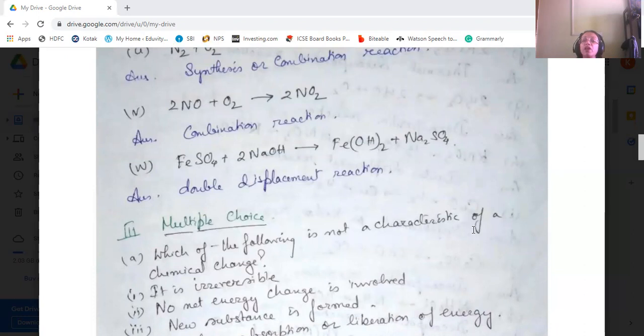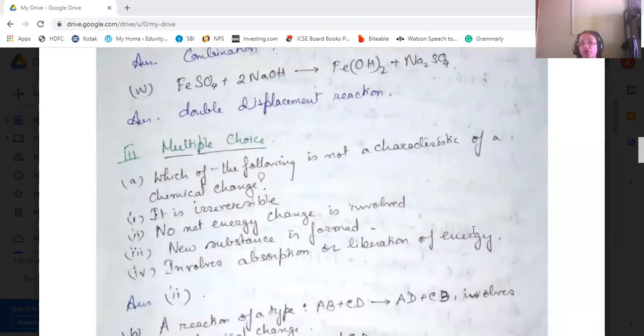Okay, so then we come to some multiple choice questions. Which of the following is not a characteristic of a chemical change? The options are: it is irreversible, no net energy change is involved, new substances are formed, involves absorption and liberation of energy. So a characteristic of a chemical change is that it is irreversible. Then a new substance is formed altogether.